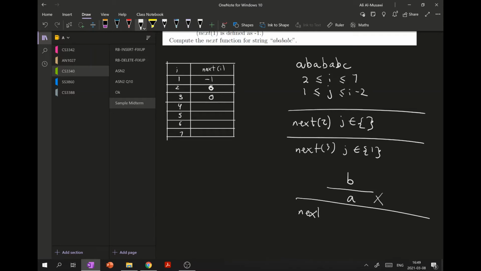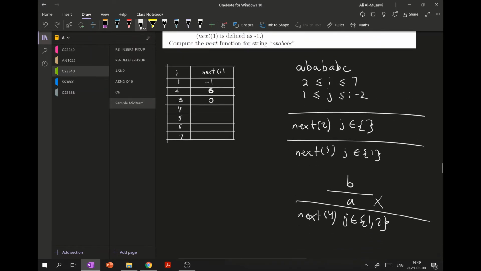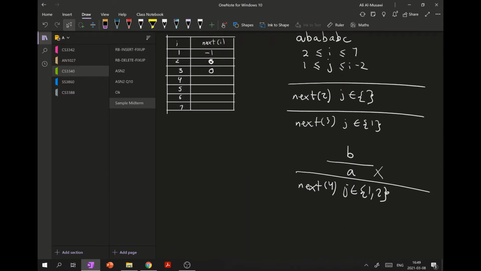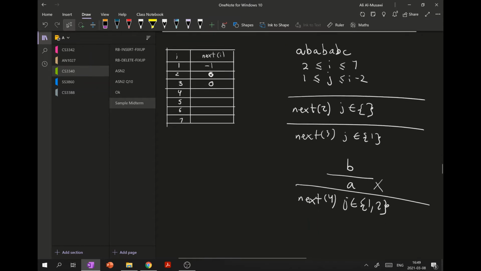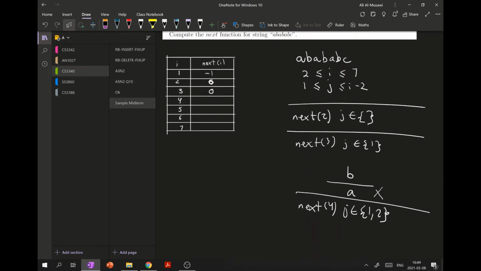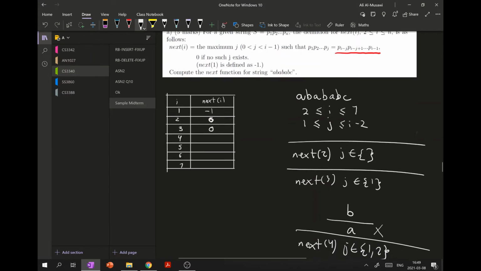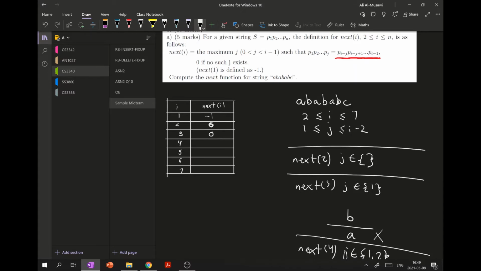Next we examine next of 4. For next of 4, we're considering j over the set {1, 2}. How do I get 1, 2? Look at the inequality here: all you have to do is put 4 minus 2, so j is inclusive between 1 and 2. First we need the string that we compare to, which is on the right-hand side. It ends with p(4−1), which is p3. p3 is a, so we write a.